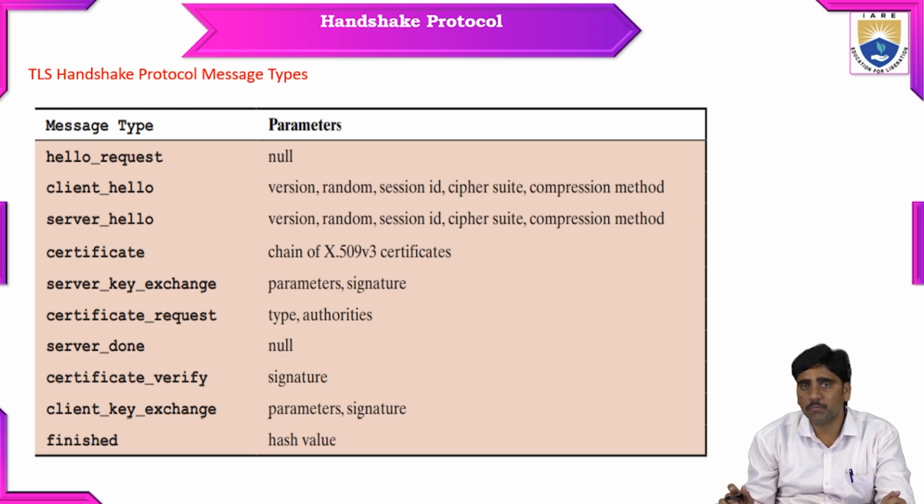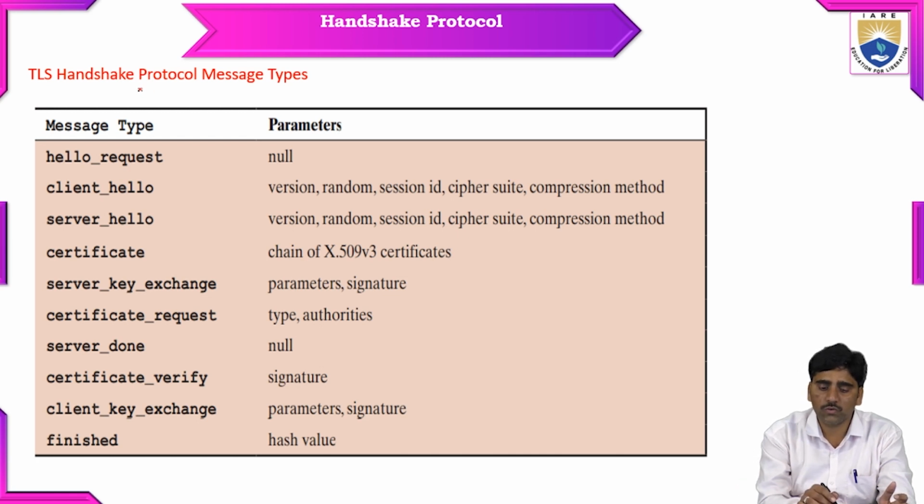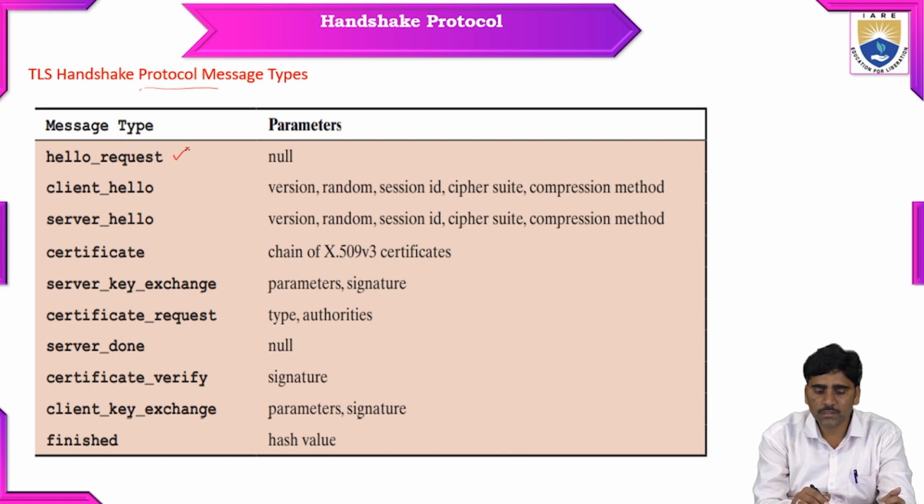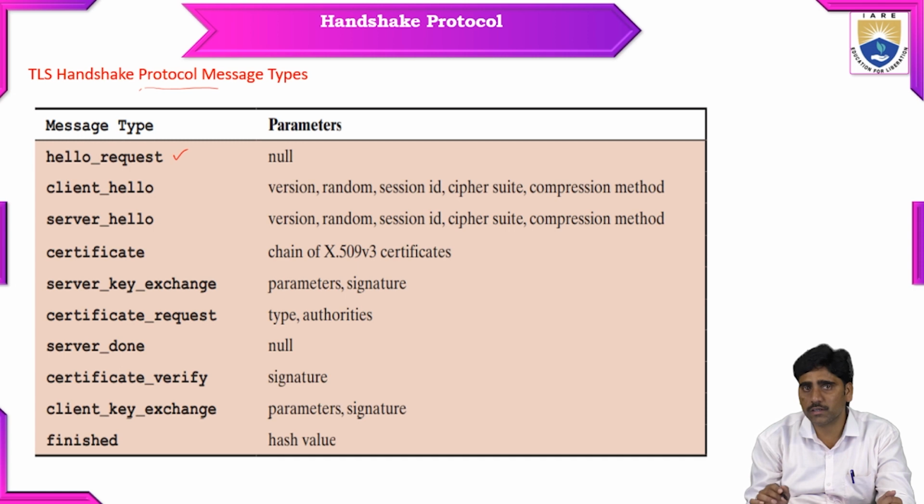So what are the different message types available in the handshake protocol? Here are the handshake protocol message types. The first message type is Hello Request, which initiates the connection between client and server. Its parameters are null. The second one is Client Hello. The client interacts with the server, so it starts the conversation.